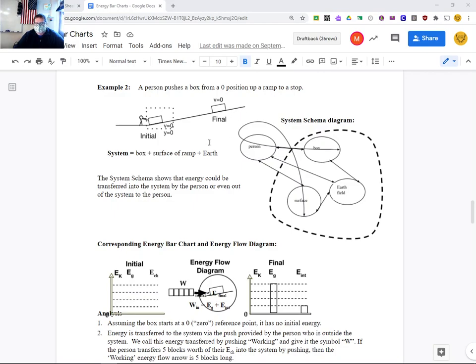That's not how it works. So in this system here, you'll notice the person's out and energy is going to go into the system. We call this an open system. So closed system is where energy stays inside. An open system is where energy goes into or out of those objects that are defined as the system.